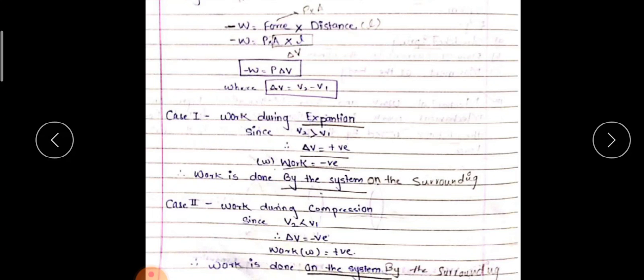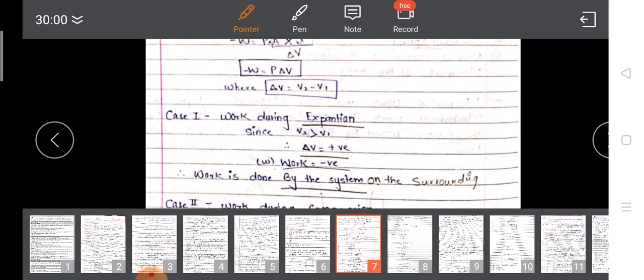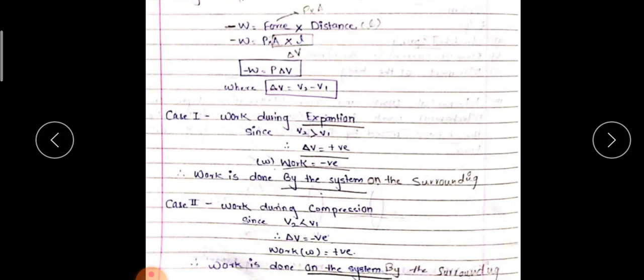And in compression, V1 will be greater than V2, so V2 will be less than V1. That's why delta V will be negative and work will be positive. That indicates work is done on the system by the surrounding. That you have to remember. Very simple it is. When work is negative, then work is done by the system on the surrounding.